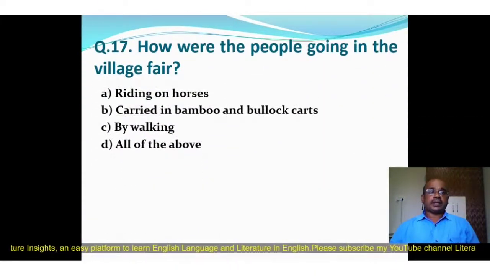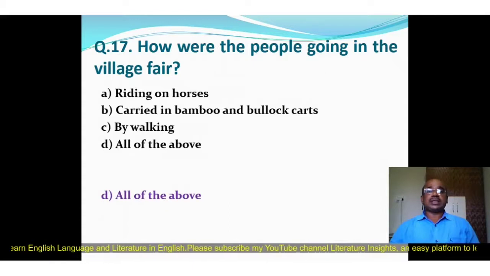Question number 17. How were the people going in the village fair? A. Riding on horses. B. Carried in a bamboo and bullock carts. C. By walking. D. All of the above. The correct answer is D. All of the above. The people were going in the village fair by riding on horses, carried in a bamboo and bullock carts, and by walking.